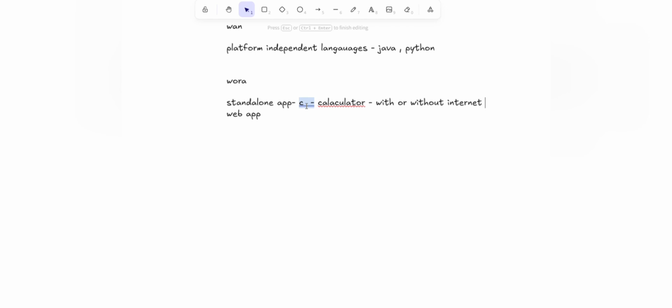At that time we didn't have internet, so they developed applications that would run without the internet. So calculator is one of the standalone applications. Now, what are web applications? You can see in the name itself we have web. Web applications are those applications that can run only with the help of the internet. They cannot run without the internet.